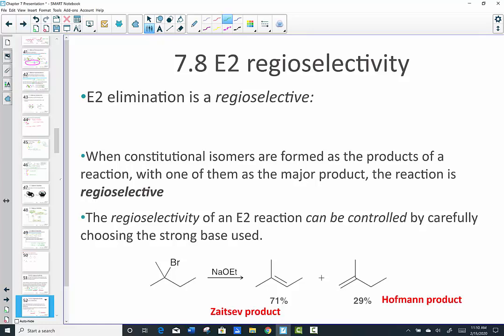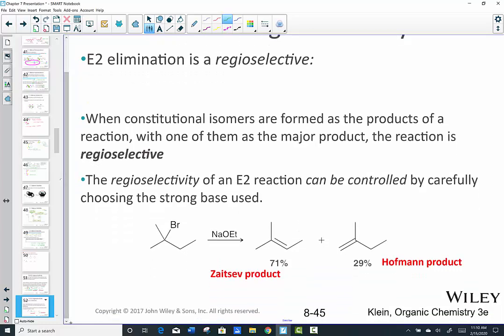It's called regioselective. And that's saying that I have an opportunity to take a proton from this beta carbon, or I have an opportunity to take a beta proton from this other beta carbon. Which one is going to win? Well, the answer is both occur, but the regioselectivity of an E2 can be controlled by selecting a base.